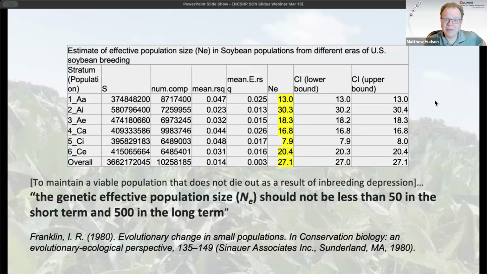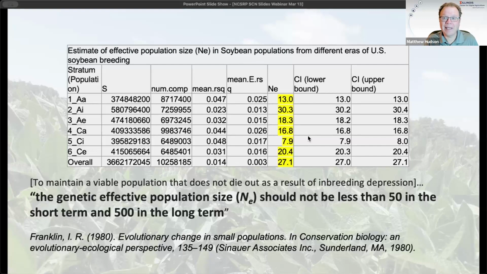This is a calculation we do from early soybean pangenome work. And that number there, Ne, that's the effective size of the population of soybeans. Now, if you're in conservation ecology and you're looking at endangered species, anything less than a population size of 50, you worry that that organism is going to die out soon. And you can see that within the soybean breeding populations, particularly some of the older populations, we had numbers in the range of 8 to 13 for that effective population size.